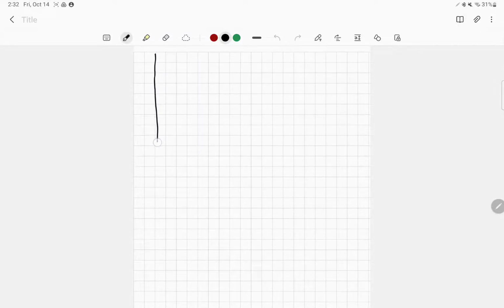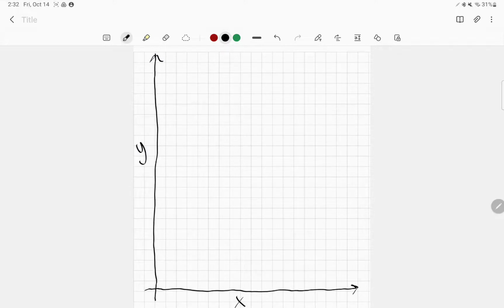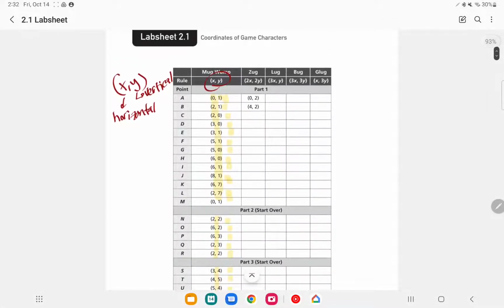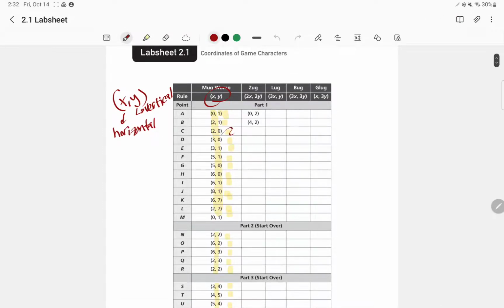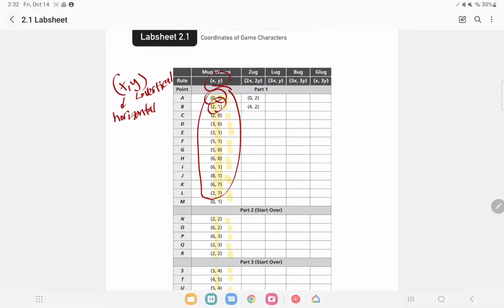Give yourself a little bit of space. Go all the way down the length and then all the way over the width, trying to make a line as straight as you can. Label this as your y-axis and this as your x-axis. Now we're going to be using those points in the table. I have the table right here next to me. The first point in the Mug Wump, I'll go back to it really quick. I'm graphing these points right here, and I start with 0, 1, then 2, 1. So that's what I'm doing.